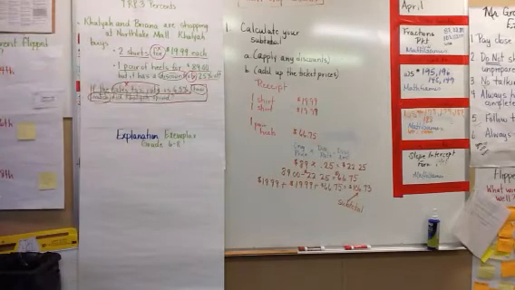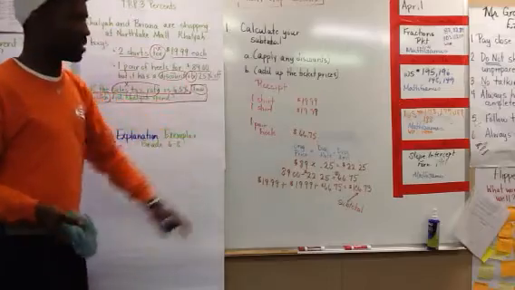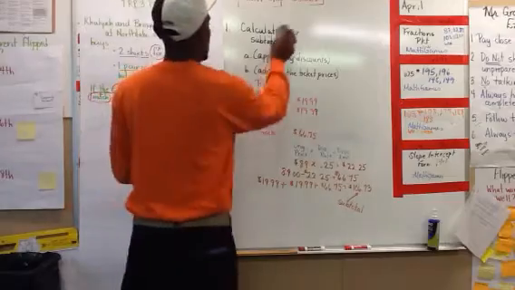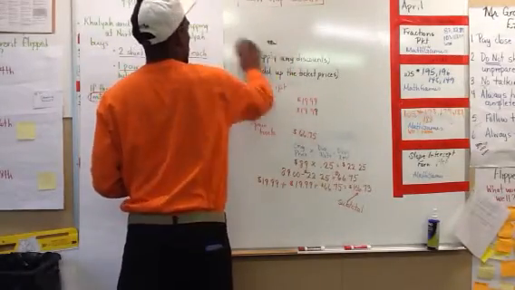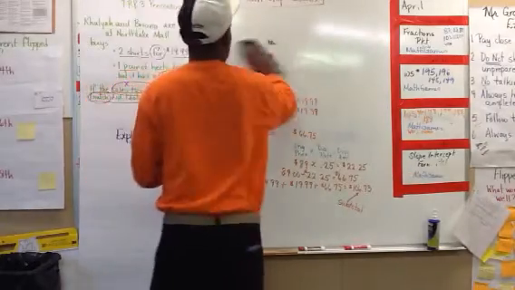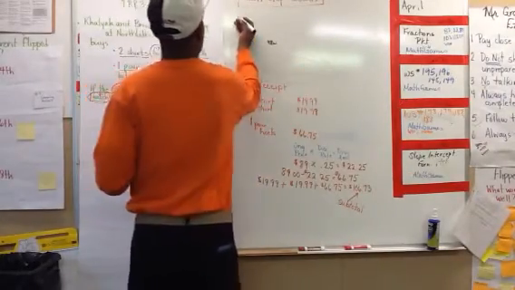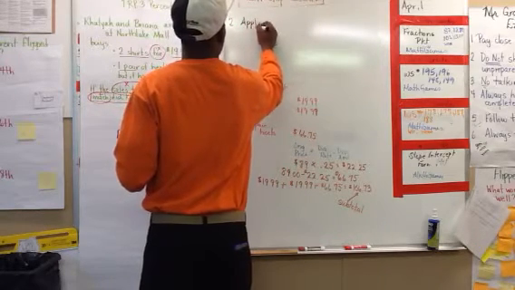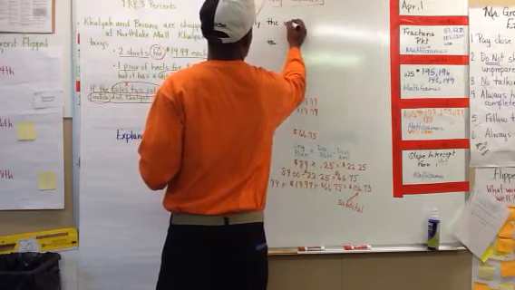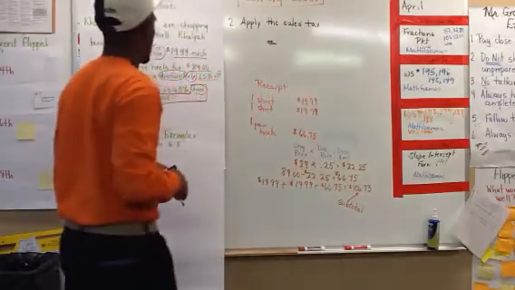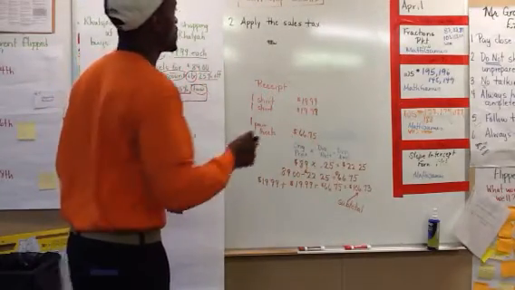That was step one. Sounds like a lot, but if there's no discounts involved, you don't have to do all that. You just add up the purchases. So take that $106.73. Step two, and I hope you paused the video. You needed to write this down. Step two, apply the sales tax.